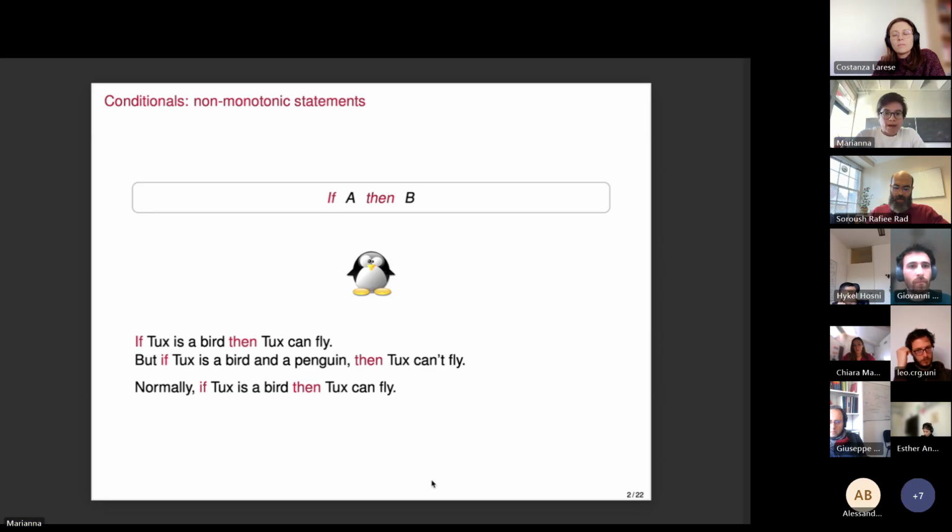And well, as we're going to see, the family of logics that I'm going to present will be able to cover both these case studies, so both counterfactuals and non-monotonic statements. And of course, possibly many other kinds of sentences that I'm not really describing today.